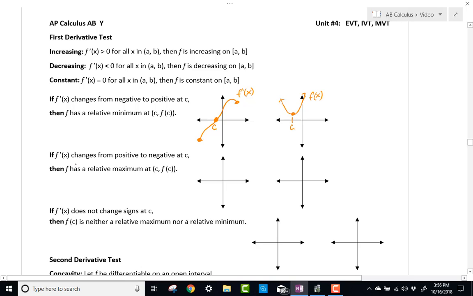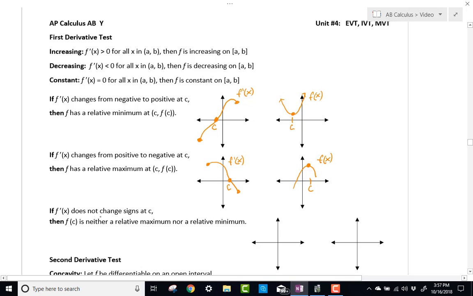If f prime of x changes from positive to negative, let's say that f prime of x is doing something like this, and we'll close that interval from here to here. This is f prime of x, and it's going from positive to negative, so that means that f of x is going from increasing to decreasing. So I would have a value, we'll call this c again, where f of x has a maximum on that same interval.